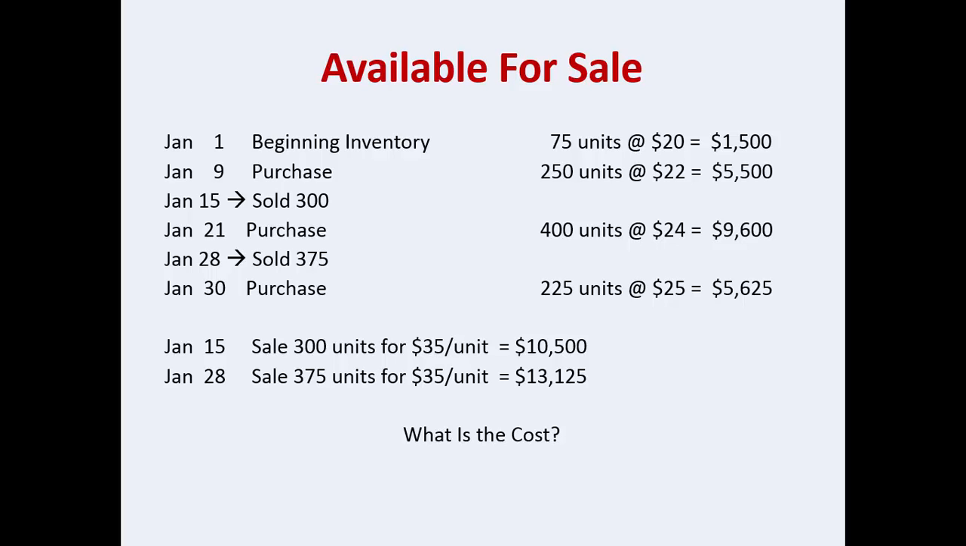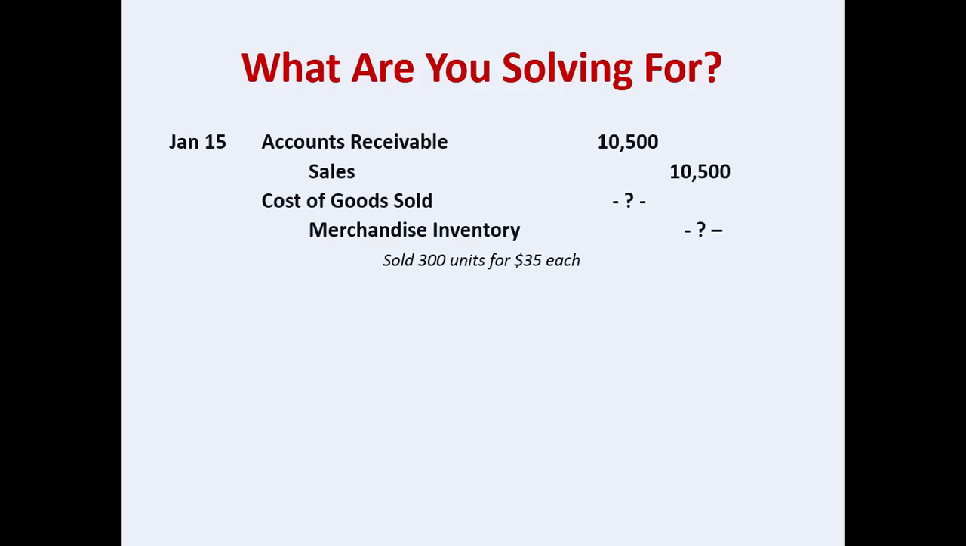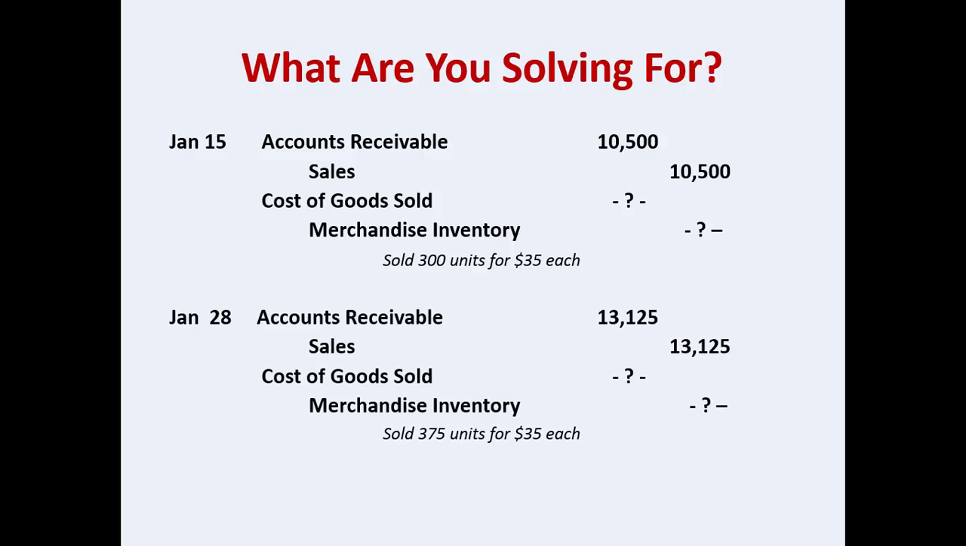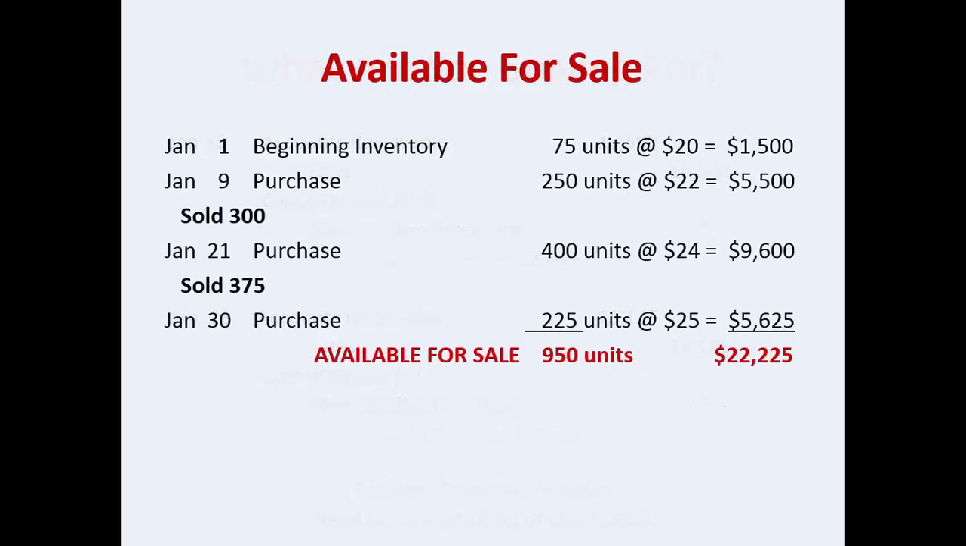But what are you calculating? You're calculating the costs and the ending inventory, not the revenue. And what are you solving for? Remember the journal entry. You're not solving for revenue, so be careful not to take that $35 amount. That's your sales price. You're trying to figure out the cost. So what's available? 950 units at a cost of $22,225.